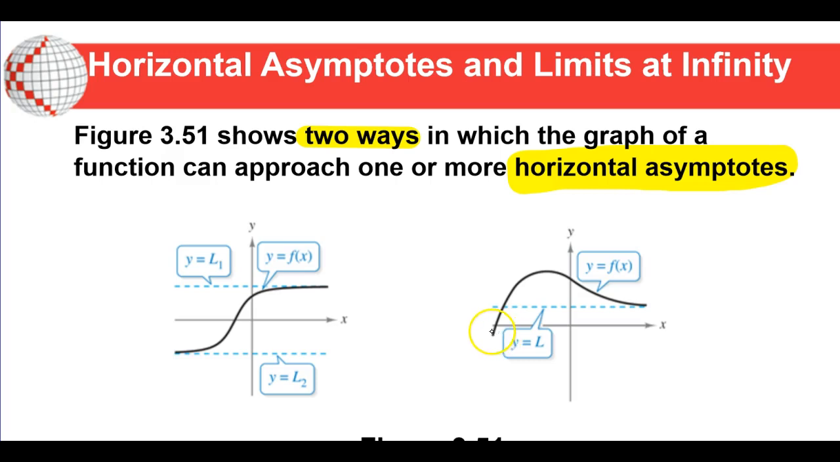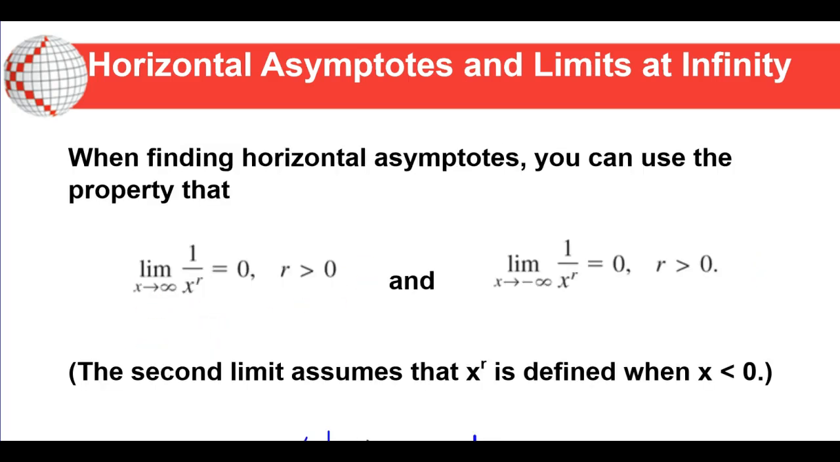There are other types of horizontal asymptotes. Sometimes we can have more than one horizontal asymptote, and sometimes you can actually cross a horizontal asymptote. Not usually, but some functions have exceptions. You can never cross a vertical asymptote, but you can cross a horizontal one, and you can have more than one.